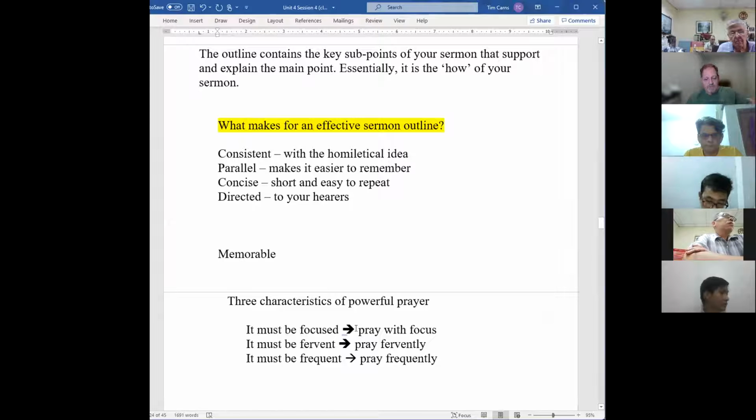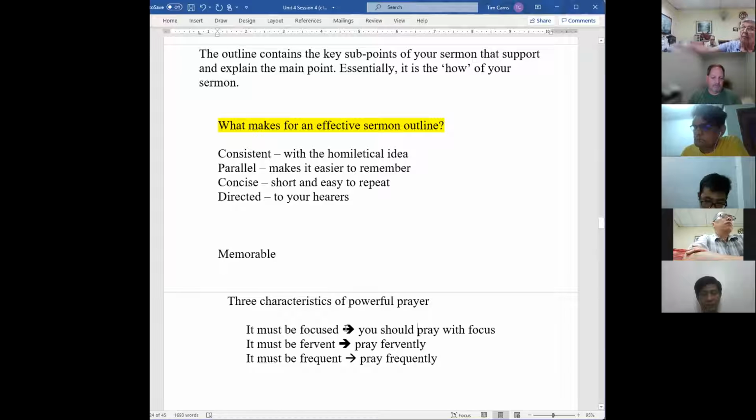focused or directed towards them by just giving it in the form of a command or an imperative. Or if you want to be less direct, you could say, you should pray with focus. Or you could say, we should pray fervently, but it's better to just say it directly. Pray with focus. Pray fervently, pray frequently, okay?